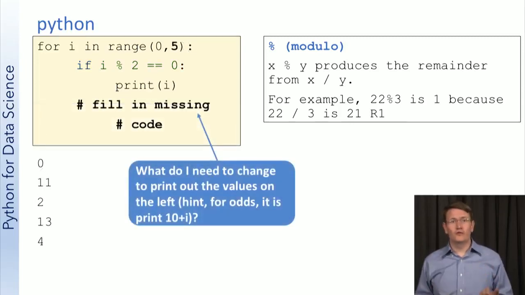Let's try solving another question. Suppose I want the output to be the output on the left: 0, 11, 2, 13, and 4. Effectively, we're printing the even values between 0 and 4, and we're printing the odd values plus 10. To solve this, you'll need to add an else statement. But take a moment, again, pause the video, think about what you want to put here, and then resume.